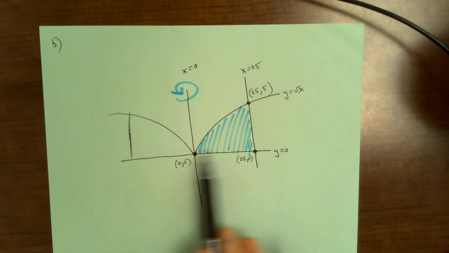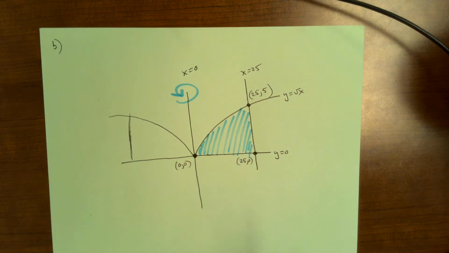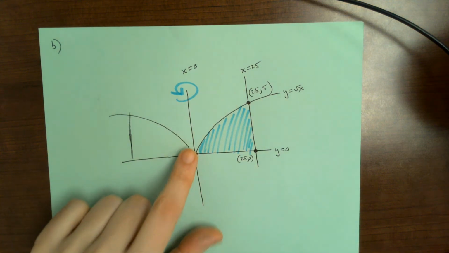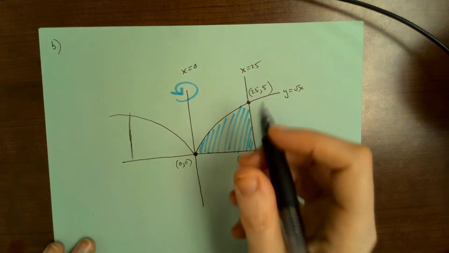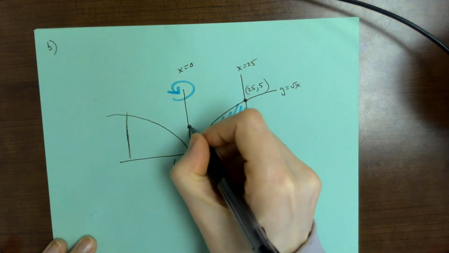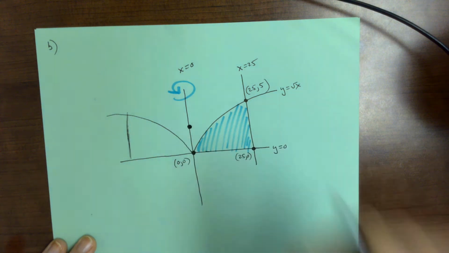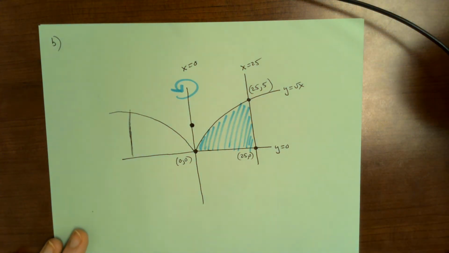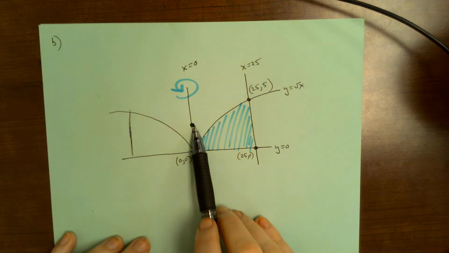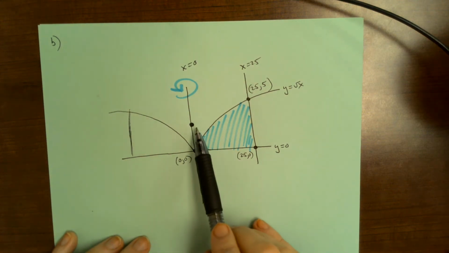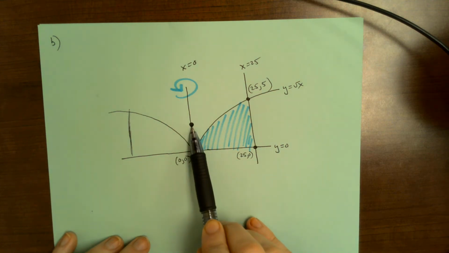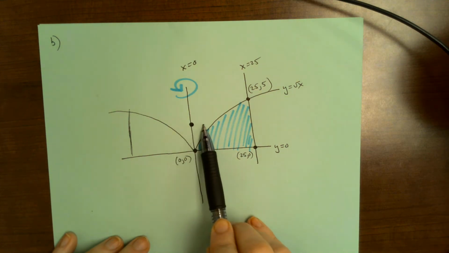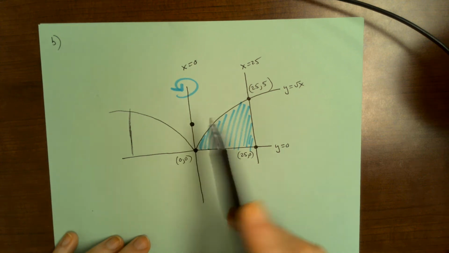Okay, so we're going to be revolving. The center of my cross section, which is going to be a washer, and I'll say why in a moment, is going to be on the axis of symmetry, or the axis of rotation. The reason it's going to be a washer and not a disc is because there is empty space between the center of rotation and the region that we are rotating.